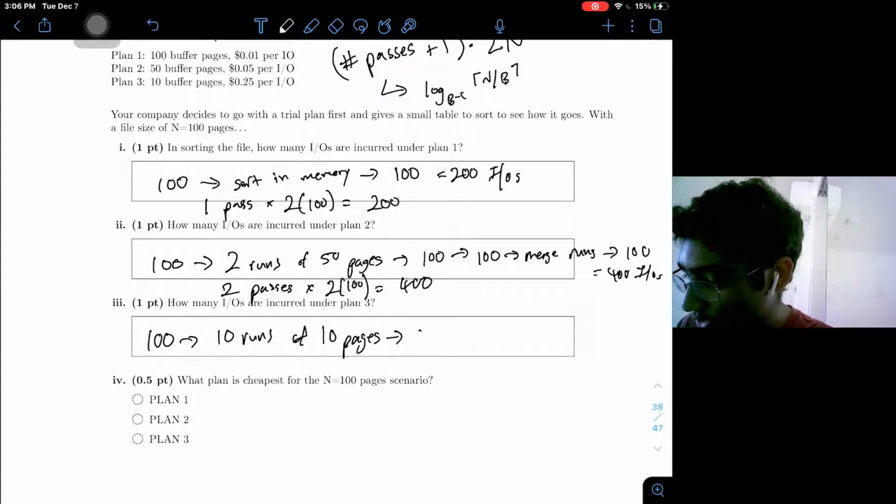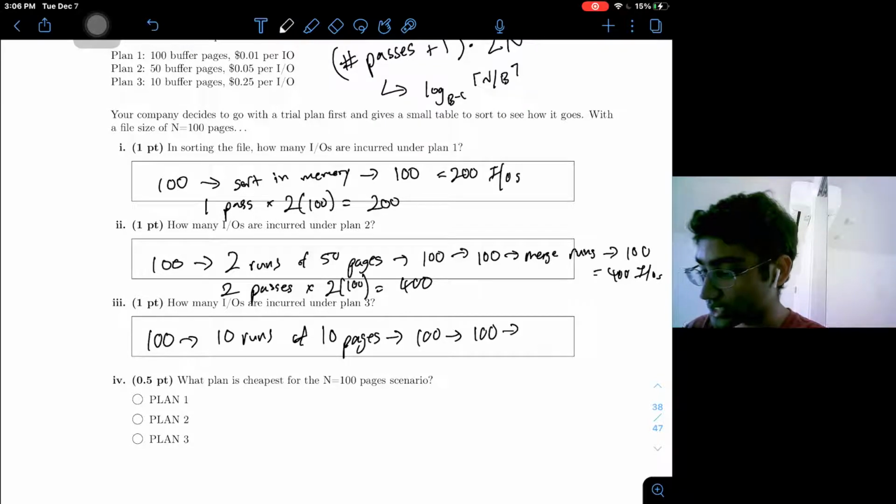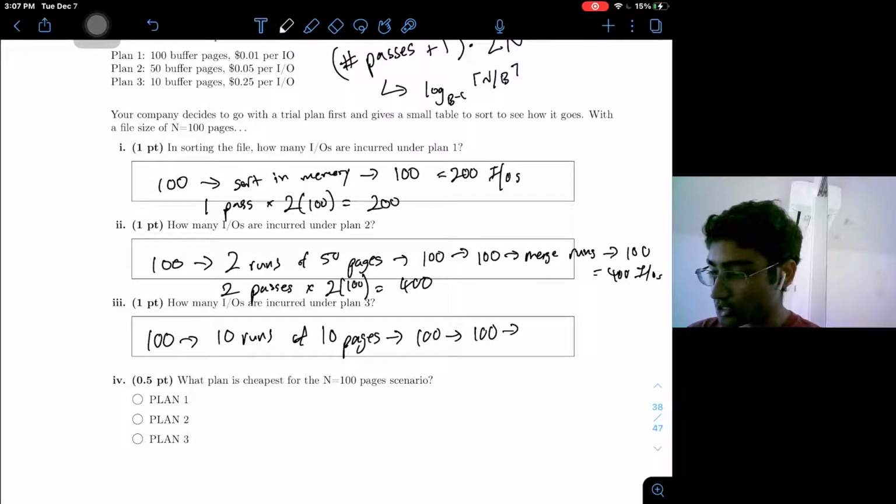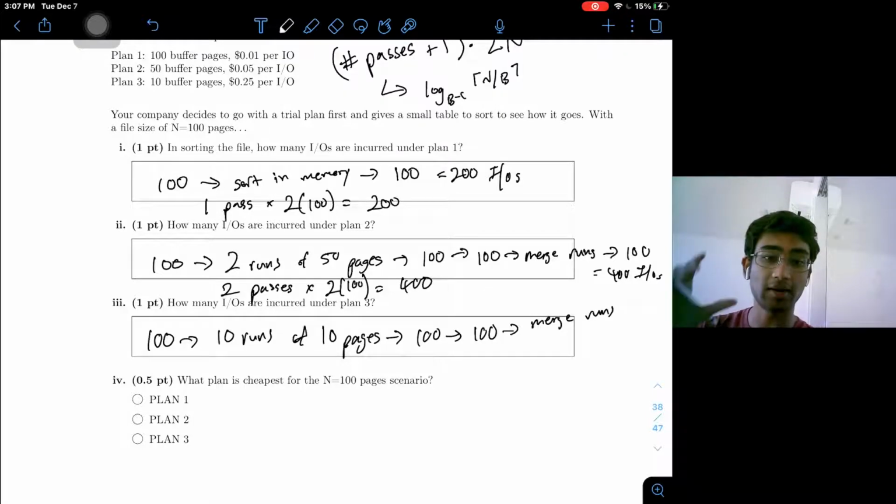We write those pages to disk. Then we read those pages back in from disk. So in this case, we have 10 runs, but we can only merge together 9 runs at a time. So 9 of the runs get merged, and then we have a leftover run.